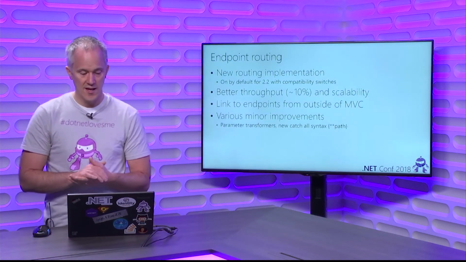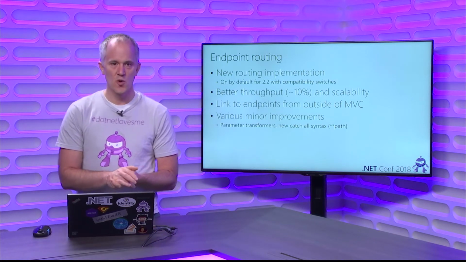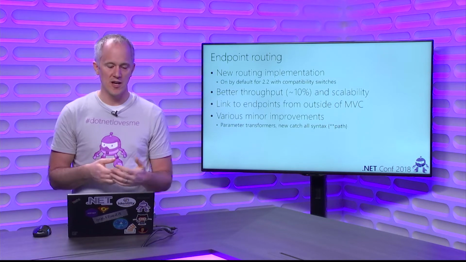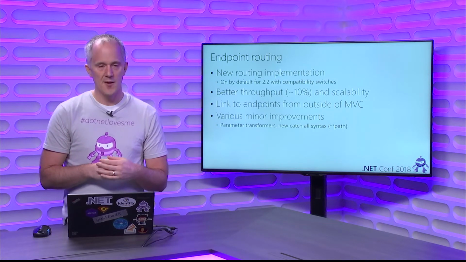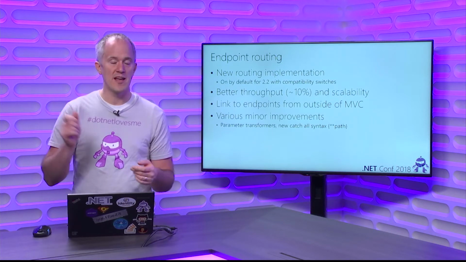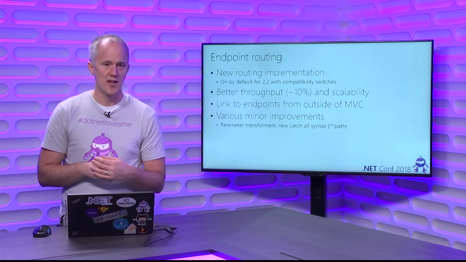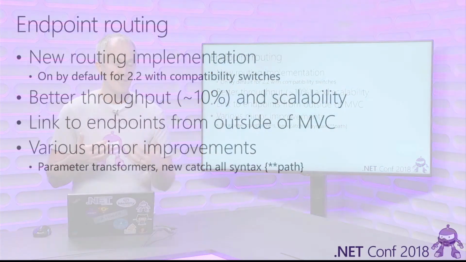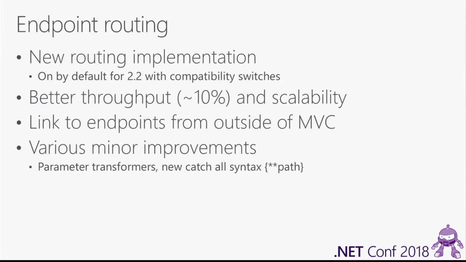All right, endpoint routing is next. We are implementing a completely new routing system for ASP.NET Core 2.2 that we call endpoint routing. It is on by default in a 2.2 application as long as you've set the compatibility mode to be 2.2, which means it even replaces the existing routing system. And the nice thing about this new system is it has much better performance. It has about a 10 to 15% throughput performance improvement, and it's also much more scalable.